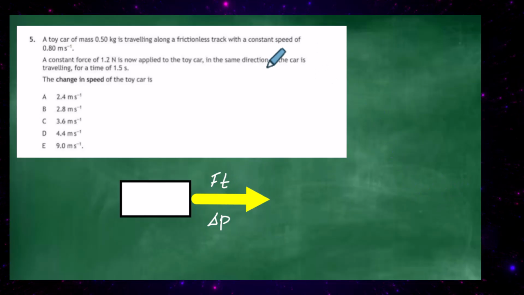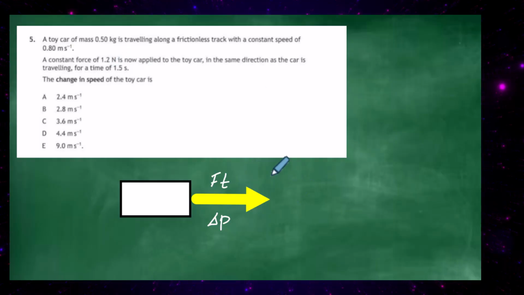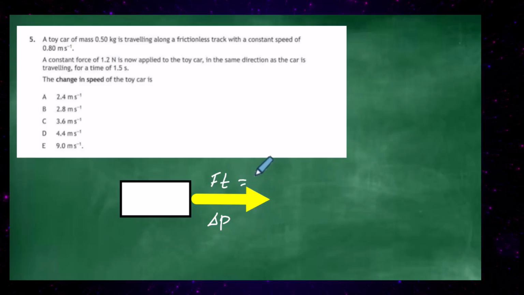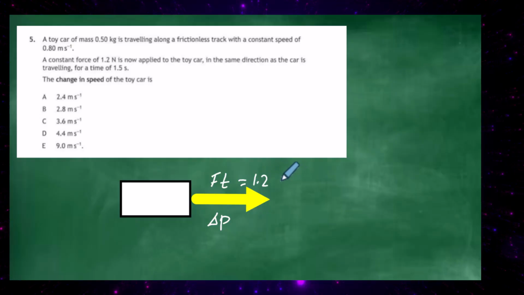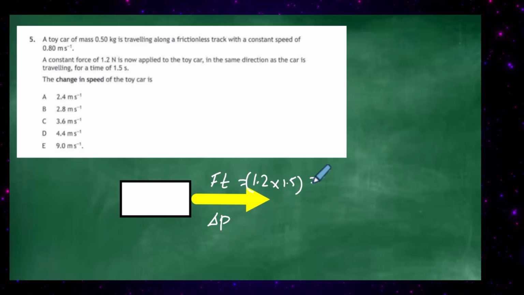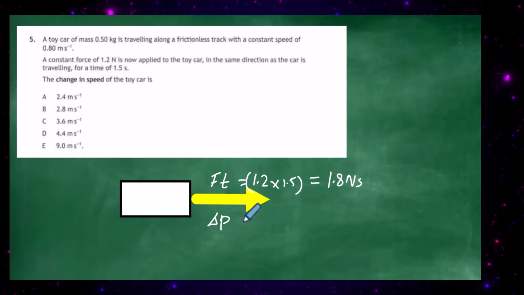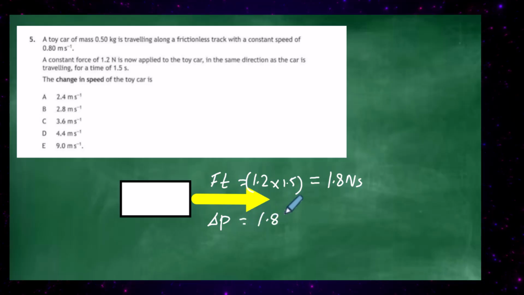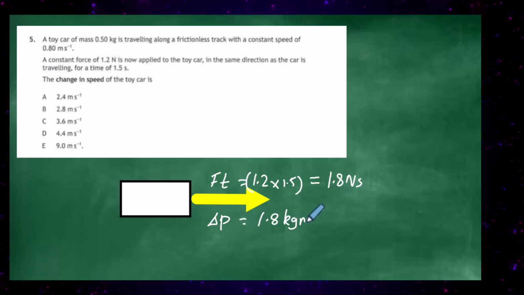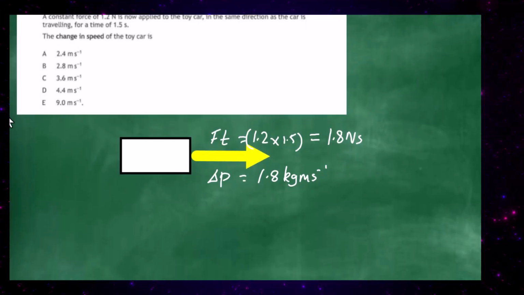And we know that the impulse is going to be a force of 1.2 times 1.5 seconds. So that's going to equal 1.2 for the force times 1.5 seconds. And we're going to get an impulse of 1.8 newton seconds. Now that corresponds to a change of momentum of 1.8 kilogram metres per second. So we know the change of momentum is going to be that value there.